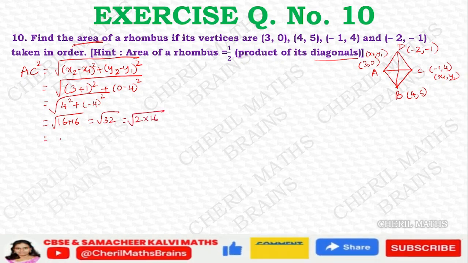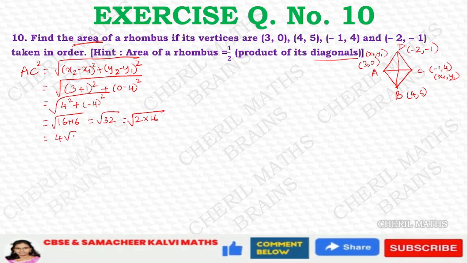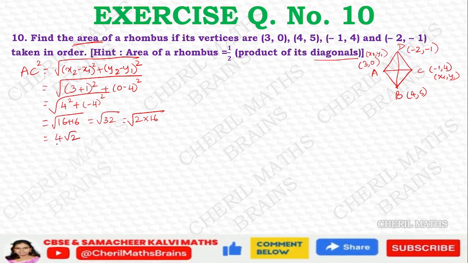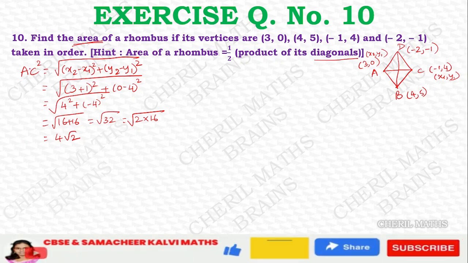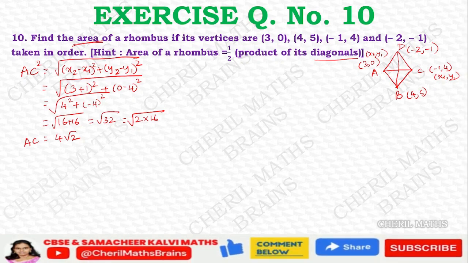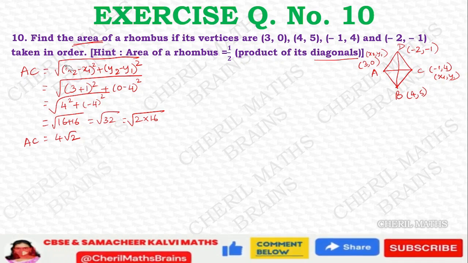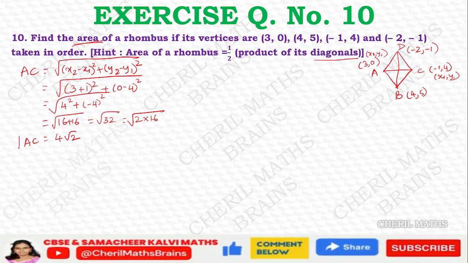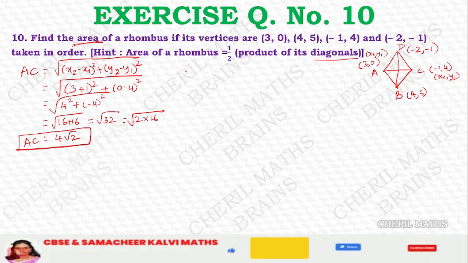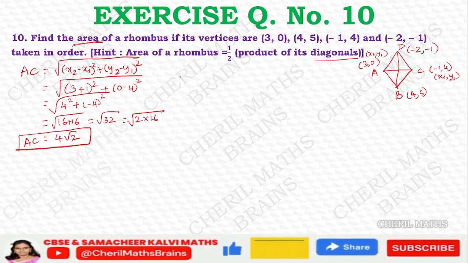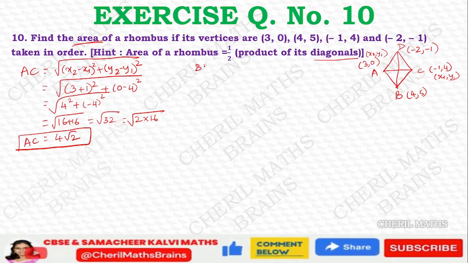So it should be root 32, or I can write it as 2 into 16, which will be 4 root 2. Okay, because root 16 is 4. So for root 2 you can have only root 2. So this is my AC. Okay, this is not for AC. If you're doing it as square, the square root should not be there. If you're doing only AC, it will be like this. So I'll do it with BD square here. Both will be the same only, children.